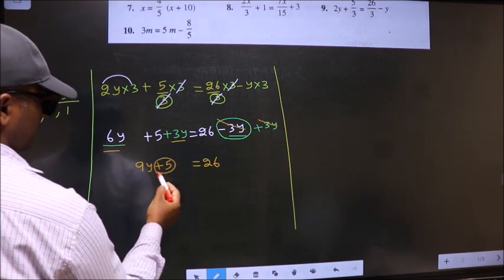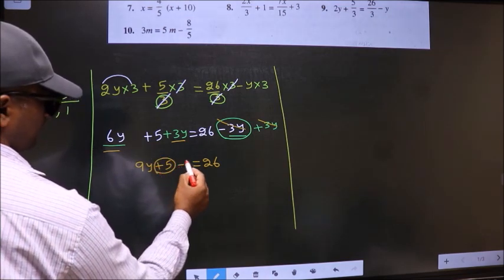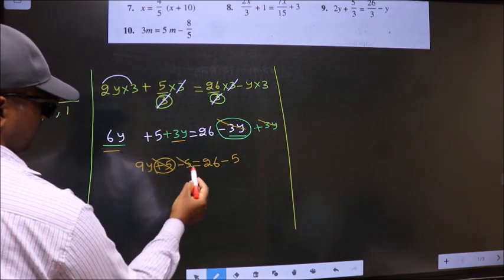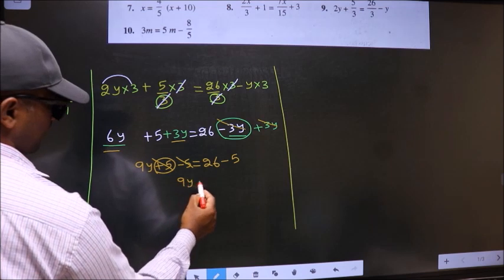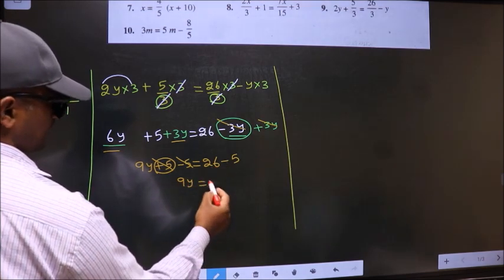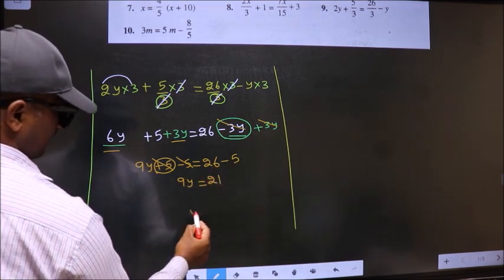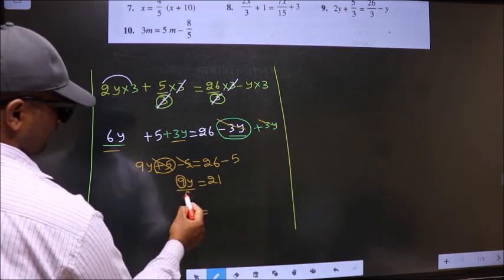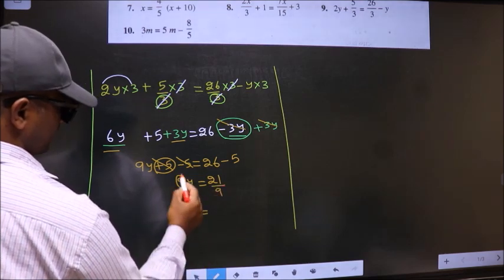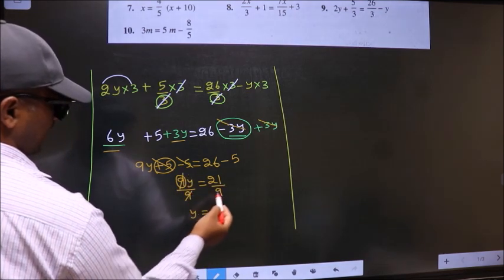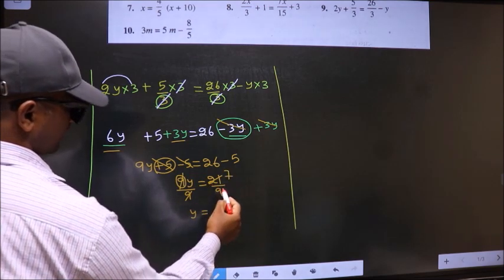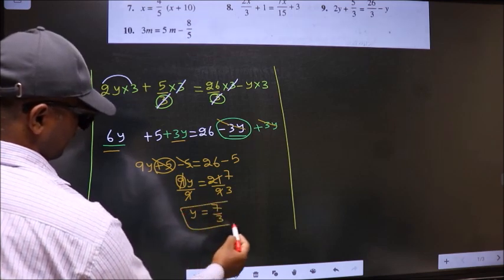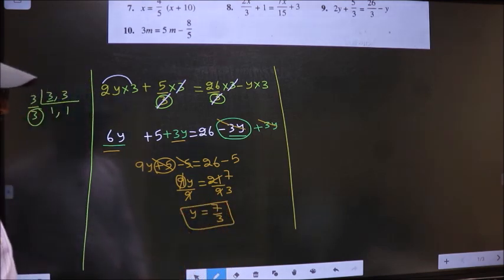Now we should remove plus 5. To remove plus 5, you subtract 5 on both sides. So plus 5 minus 5 cancel out, you get 9y equal to 26 minus 5, 21. Now to get y, we should remove 9. So to remove 9, we should divide by 9. So this cancels out here, y, and here 3 7s, 3 3s. So y equal to 7 by 3 is our answer.